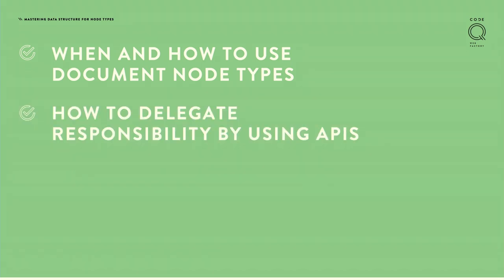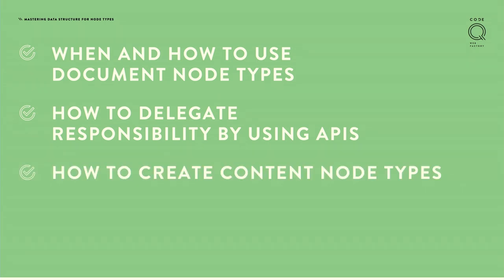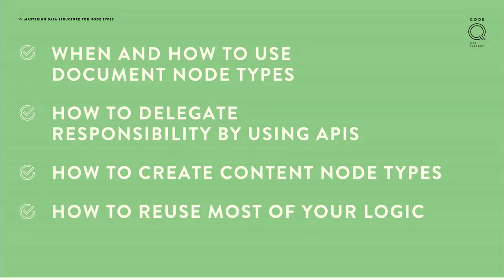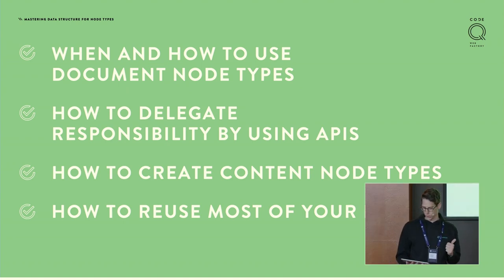When you can delegate some responsibility to an API, and just a show of hands, how many of you are regularly integrating APIs to get data? All right. And we'll talk about how and when to create content node types. And these are a bit more complicated. We'll spend more time on that. And then in the end, we'll see how we can reuse most of the logic and abstract it away. And we'll see how we have a node type with 97 lines of code, and in the end, the node type has 17 lines of YAML code.